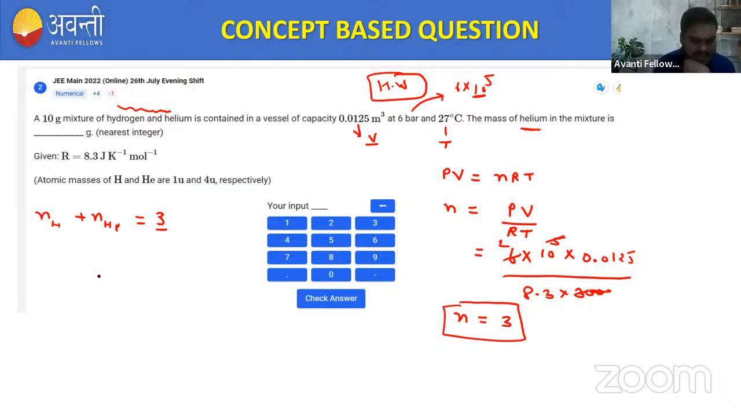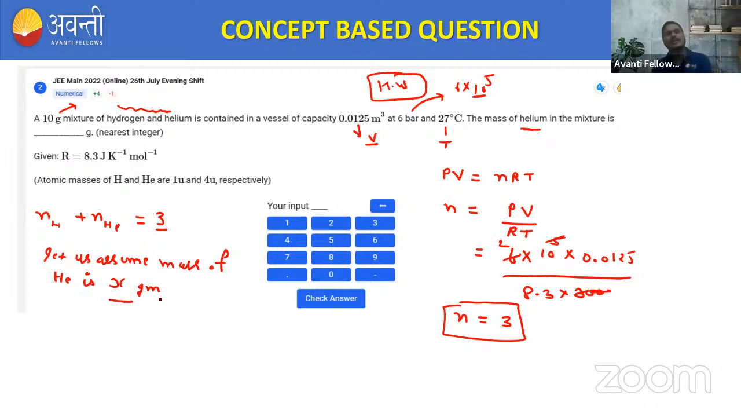So let the mass of helium in 10 gram mixture be x gram. So मान के चल देते हैं कि जो 10 ग्राम का मिक्सचर है, we have a 10 gram of hydrogen and helium mixture ना. So let us assume mass of helium is x gram.